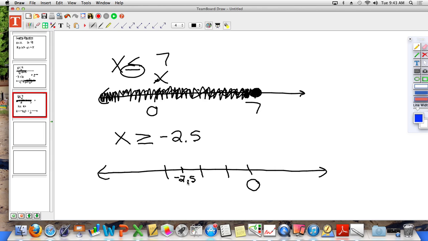X is greater than or equal to -2.5. I go to -2.5. What am I going to do there? I'm going to put a circle, and am I going to shade in the circle, or am I going to leave it open? Shade it in. Put a circle there, color it in, and I'm going to shade everything to the right.